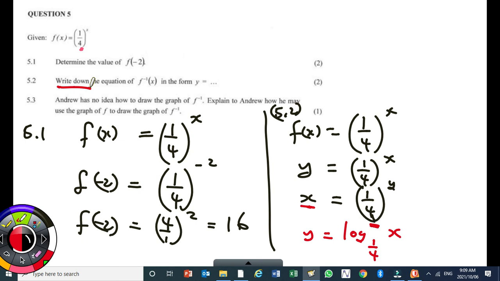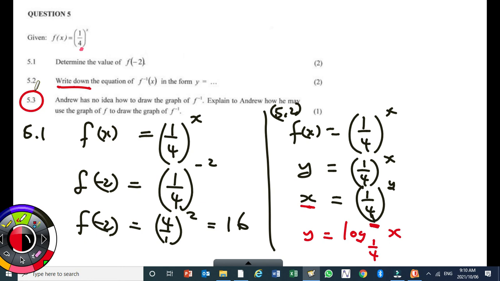Okay, then the next question, 5.3 now. It says, Andrew has no idea how to draw the graph of the inverse. Right? Explain to Andrew how he may use the graph of f to draw the graph of the inverse. Okay. So here, it's not like you have to write an equation, it's just a description that you have to provide. In words, it's 1 mark, so it's fine if you lose that one, but it's an easy mark that you can get. Right? So we need to explain to Andrew how he will use the graph of f to get the graph of its inverse.